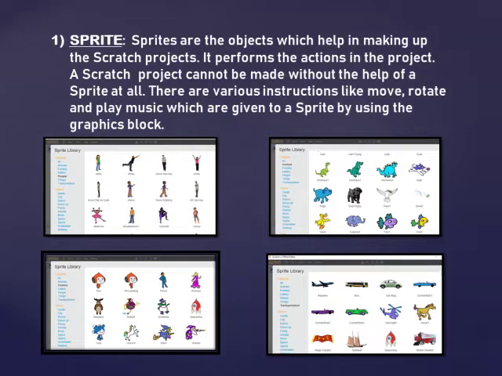Sprite is the main character of the programming language on which you can give different instructions, and after following those instructions your sprite will perform. So sprite basically means the character of your animated movie.